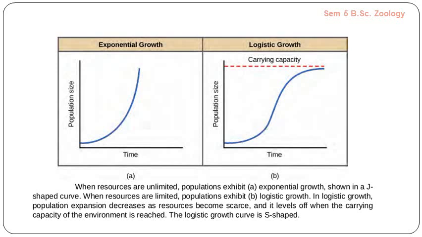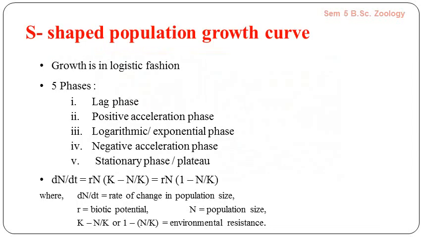So these are the two different types of population growth. Okay. So we can see the S-shaped population growth curve in detail. When a population is first introduced into a completely unoccupied area, it increases in an S-shaped fashion, or what we call a sigmoid fashion or the logistic fashion. Here, the growth curve shows five different phases.